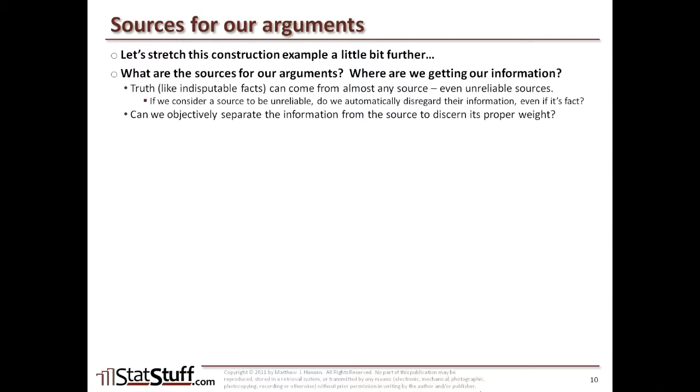At the same time, we might have a very reliable source, but unknowingly or maybe knowingly they might actually say something that's not true. So we can't automatically accept it as true just because it's from a reliable source. Although we're more inclined to believe it because it's a reliable source, we still have to be able to objectively separate the information from the source where we're getting the information from.